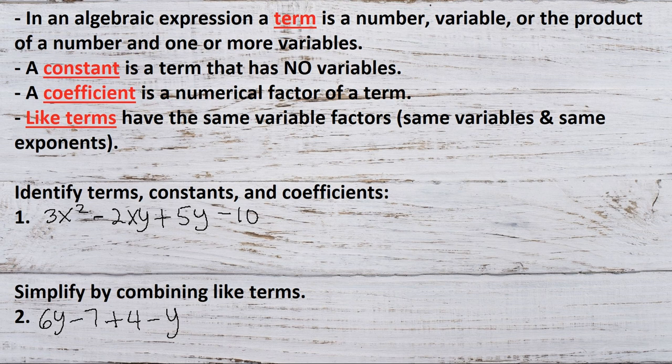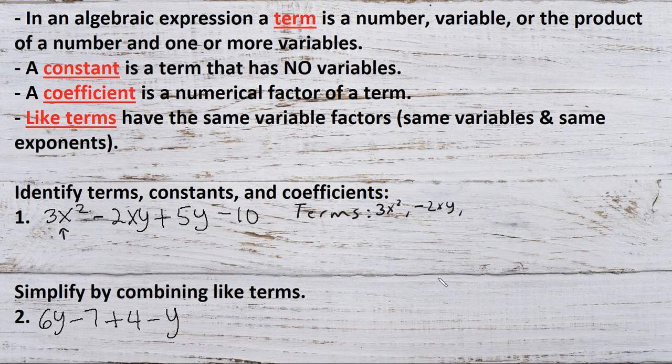So I want to start by making sure that we understand this by going over some questions here. You can see 3x squared minus 2xy plus 5y minus 10. The terms of this question would be each of these terms being added and subtracted in this polynomial. So this is one term right here, which is just going to consist of 3x squared. Another term here would be this 2xy, but we don't want to forget that it's negative. So I'm going to say that negative 2xy is another term.